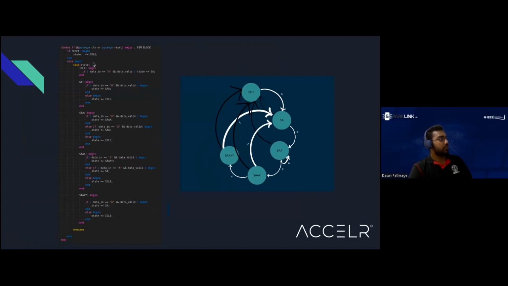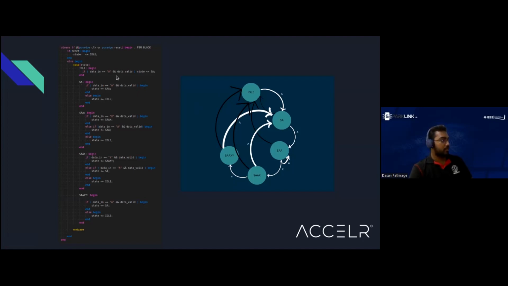Okay, so first we'll focus on this S part only. You can see the S part in here. The first one is the idle state. We are in the idle state. If we receive A and the data valid signal is high, so if both these signals are true, data in is A and data valid is true, we are going to state A.